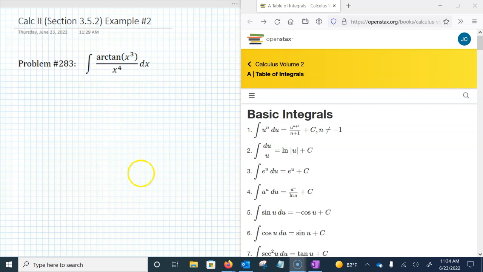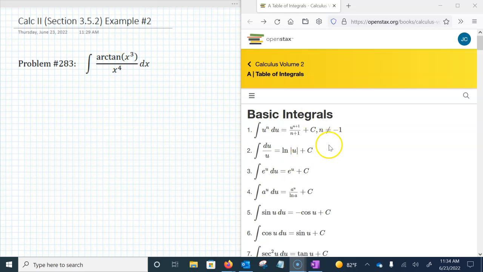All right, in this second example, we'll just look at problem 283 in the textbook for section 3.5. We're supposed to use the integral table to find the integral of arctangent x cubed over x to the fourth dx. You remember arctangent, that's the same thing as inverse tangent.